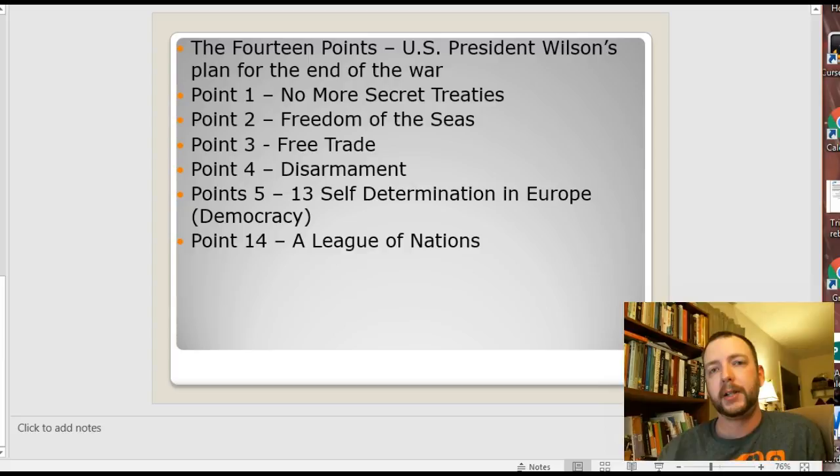The United States enters the war with some ideas in mind about how the world should look after the war is over. And these 14 points, what's known as the 14 points, is the U.S. president's idea for the end of the war. This is President Woodrow Wilson.